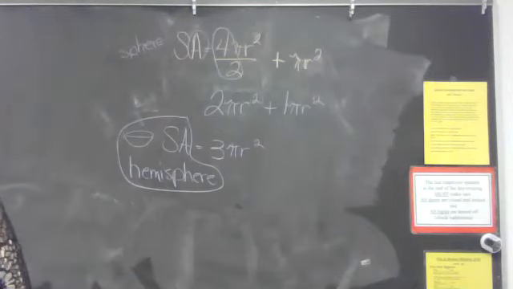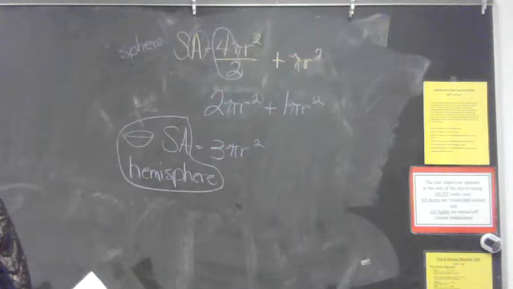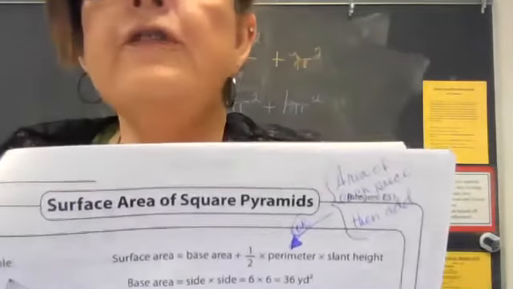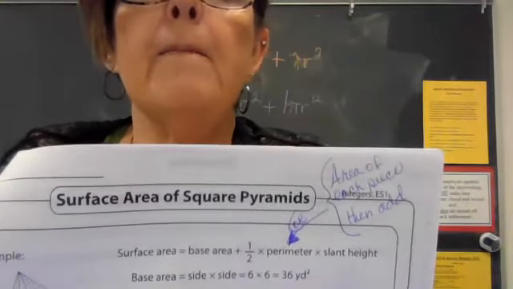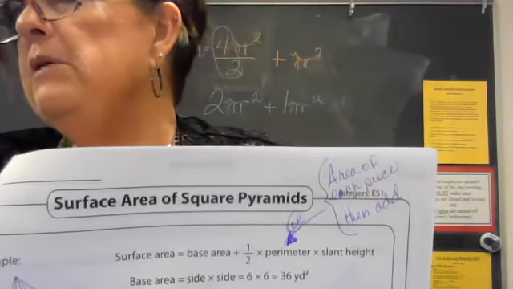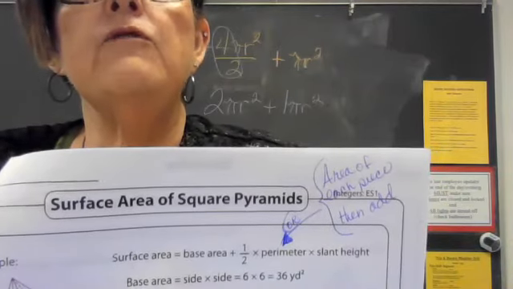Triangular, square pyramids. Okay, in the interest of time, what I'm going to do for pages 15 and 16, these are the last two, is to find the surface area of a square pyramid. Square being the operative word here. That means the base is a square. Okay? Surface area of square pyramids.